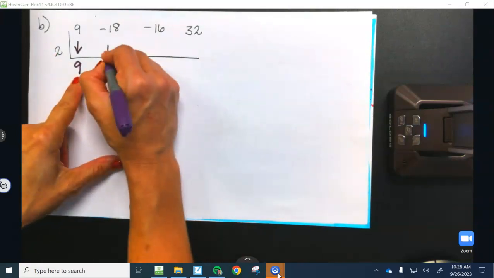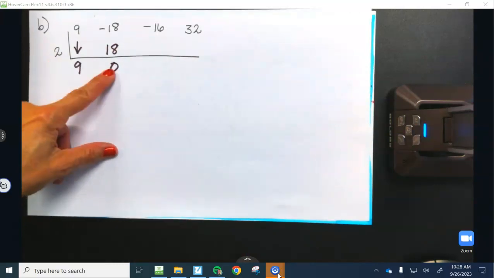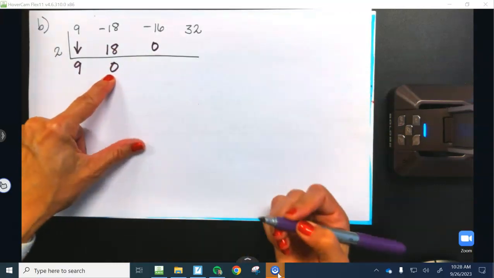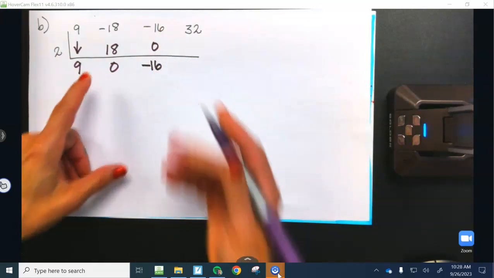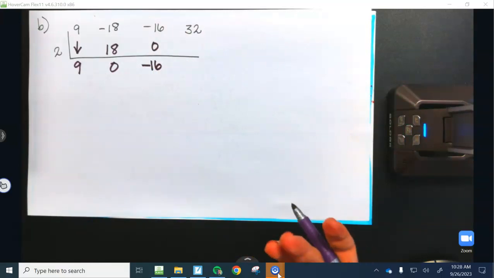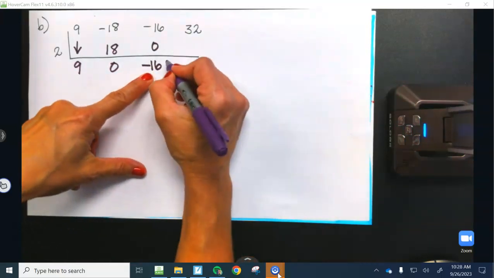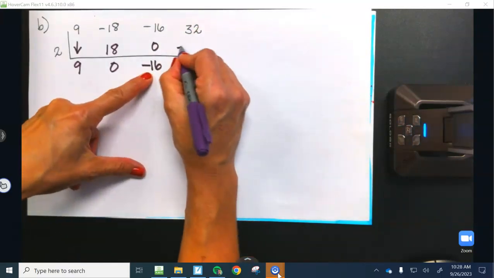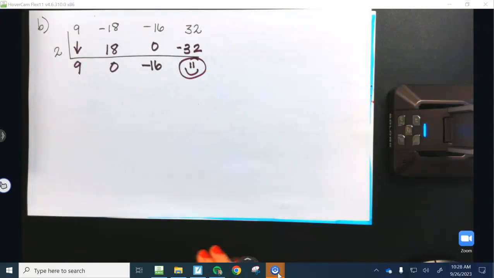2 times 9 is 18. That's a 0. That's okay. 2 times 0 is 0. Negative 16 plus nothing is negative 16. Oh my goodness. I'm so happy over here. Positive 2 times the negative 36 just makes me so happy because there's no remainder, y'all.